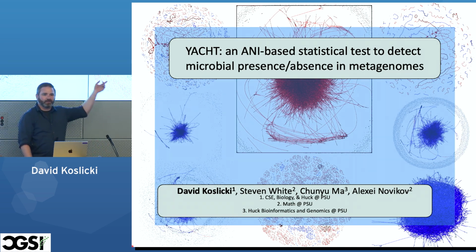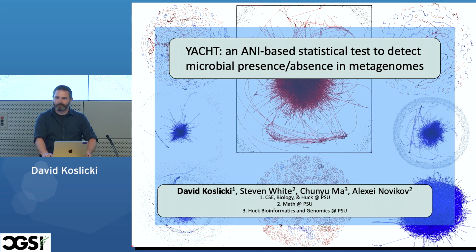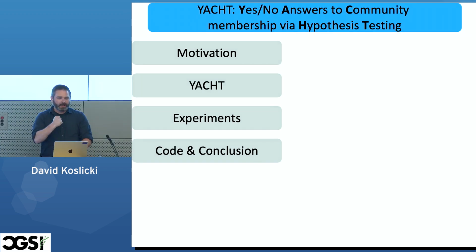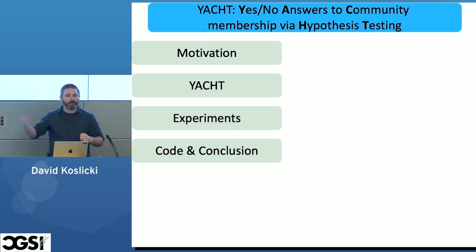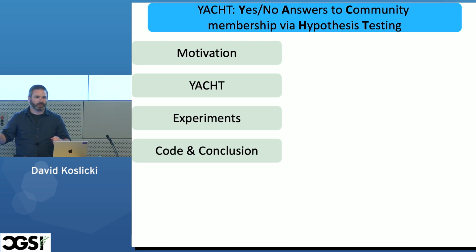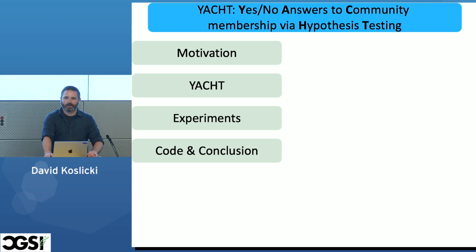If you're curious, all the graphs in the background of this intro slide are different De Bruijn graphs for different k-mer sizes of a microbial community. Okay, so what am I going to talk about today? I'm going to be talking about community membership hypothesis testing, basically taking a metagenome and trying to see whether a reference genome is in it or not in it. So after some motivation, we'll talk about the algorithm, which we call YACHT, talk about some experiments, and then conclude with the code and future work.